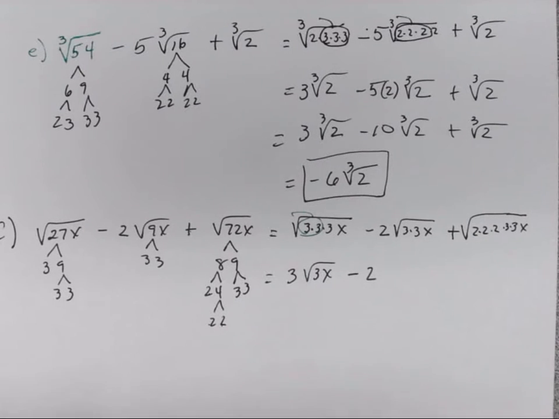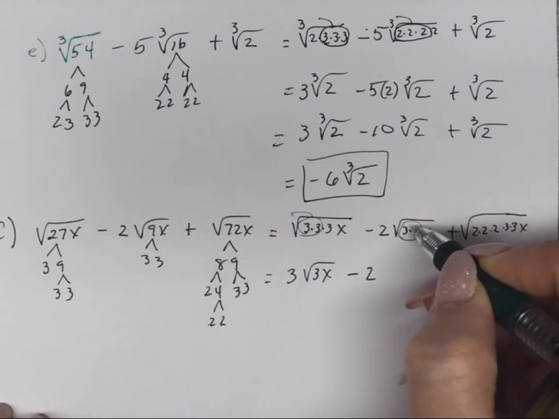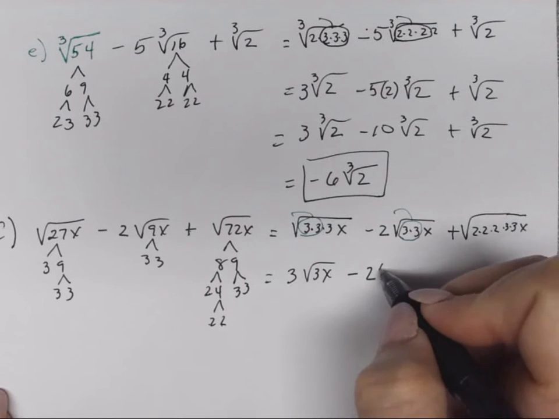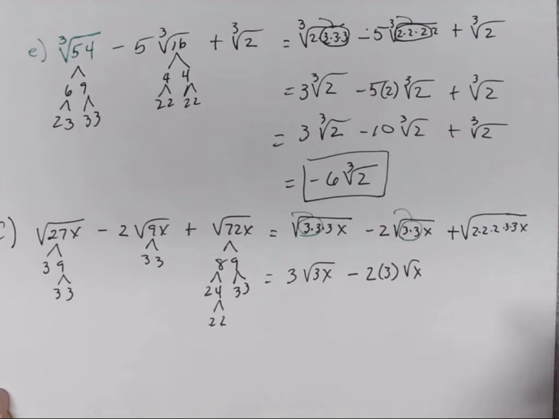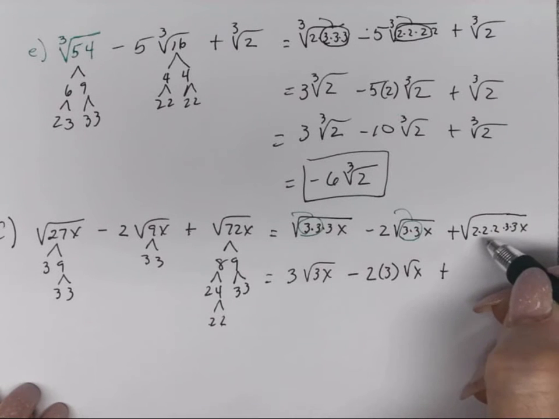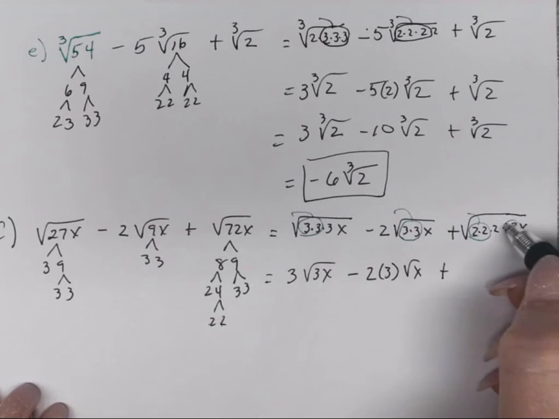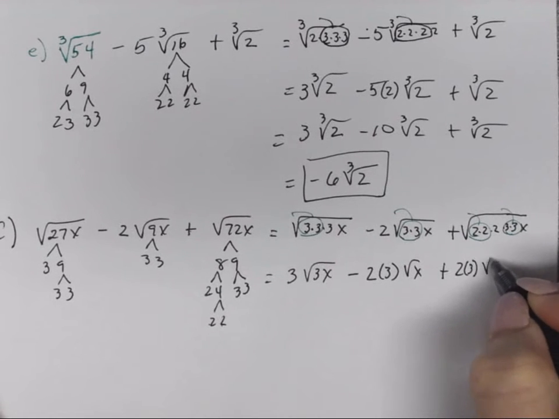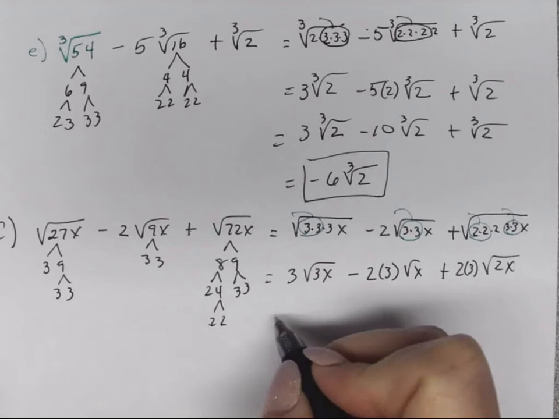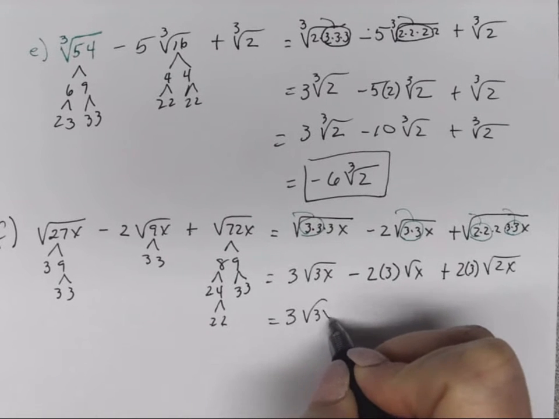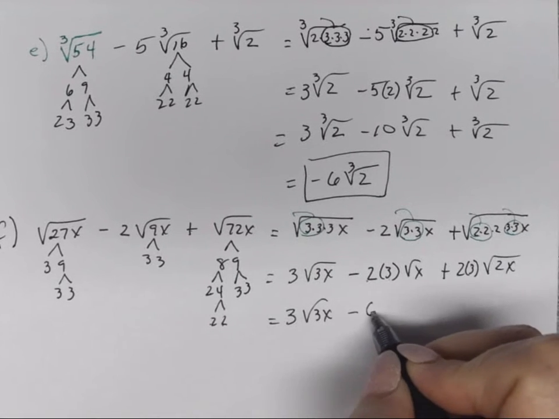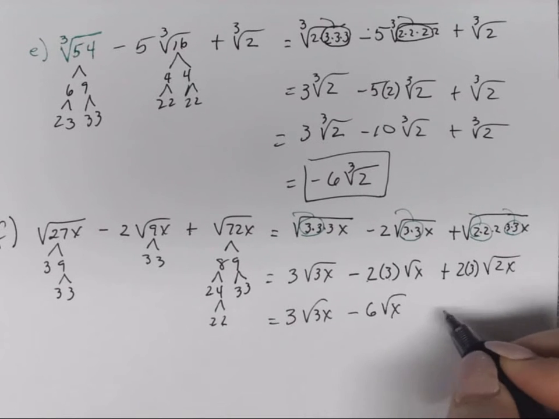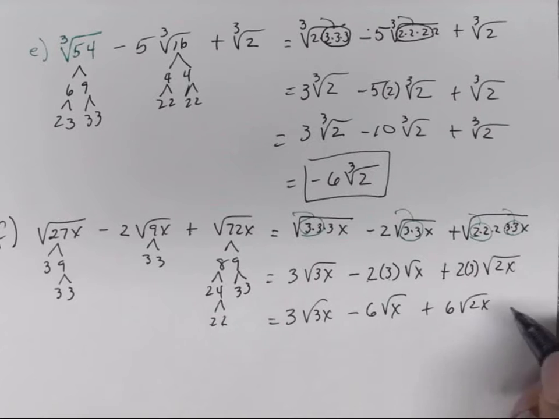minus 2. I have another group of 2 of a kind here, the 3s. So 2 times 3 square root of x plus, I'm looking for a group of 2 of a kind. So I have a 2 that comes out and I have 2 3s that come out. So 2 times 3 square root of 2x. So 3 square roots of 3x. 2 times 3 will get me 6. So minus 6 square root of x. 2 times 3 is 6 square root of 2x.